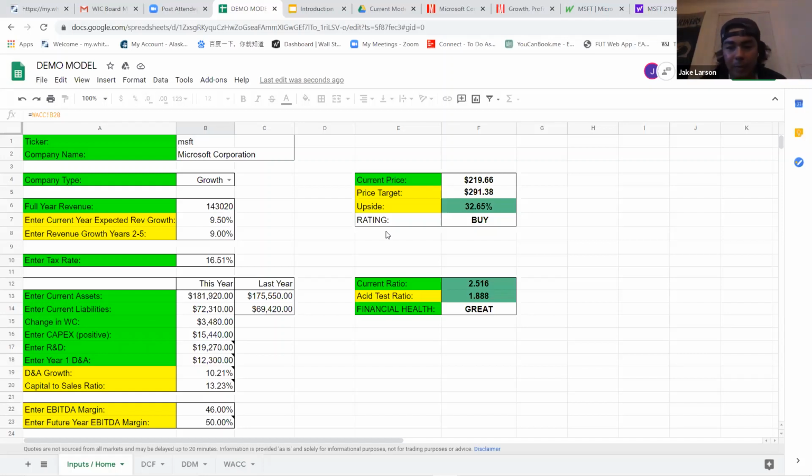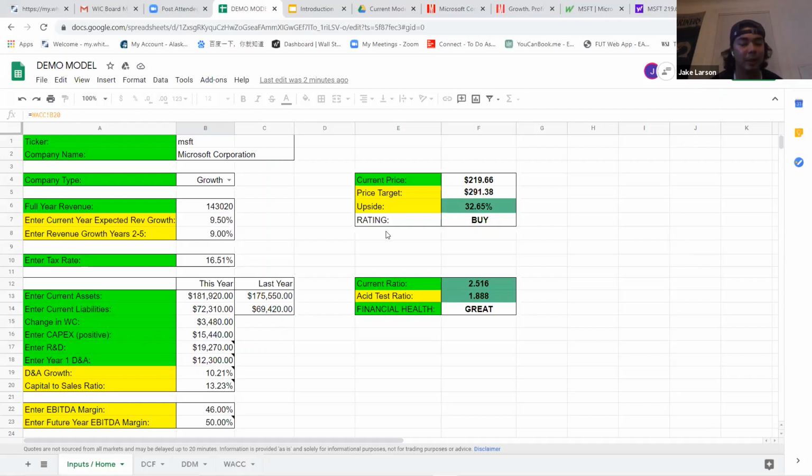Some other things that we have included below it, just some financial stuff that I like to look at, which is current ratio and acid test ratio. The current ratio is just current assets over current liabilities. At 2.5 it is pretty strong. And the acid test ratio is basically cash and cash equivalents over current liabilities, which just shows the company's ability to pay off their current liabilities with the cash that they have on hand.